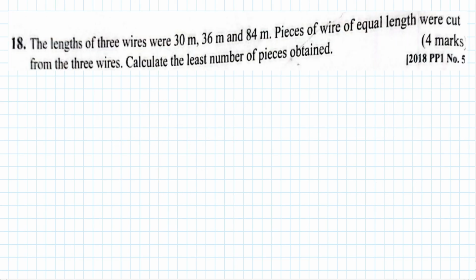The lengths of 3 wires were 30 meters, 36 meters, and 84 meters. Pieces of wire of equal length were cut from the 3 wires. Calculate the least number of pieces obtained.